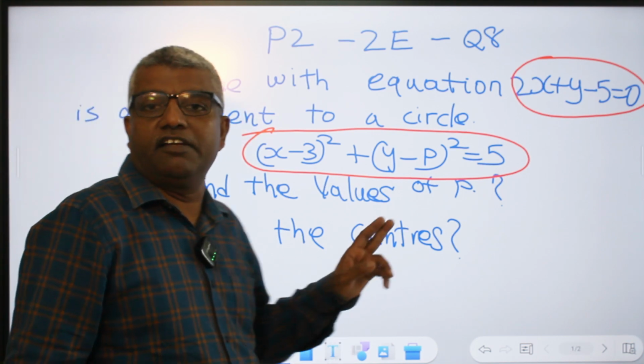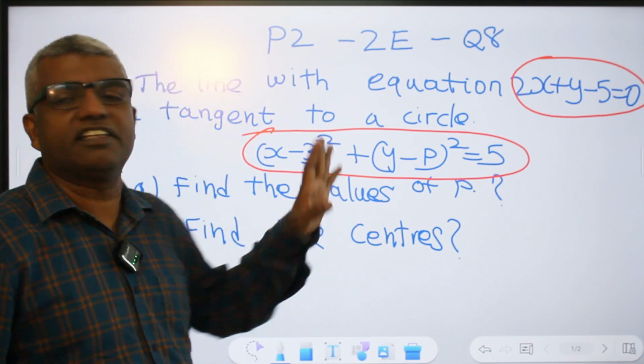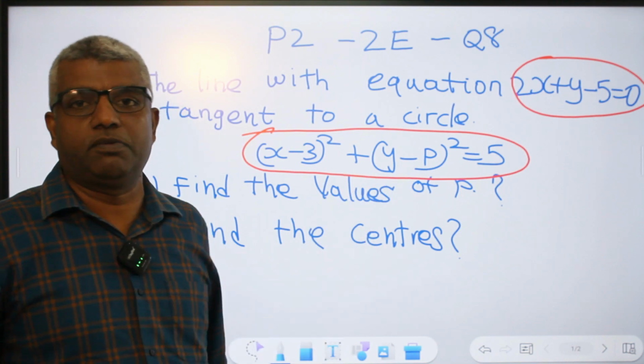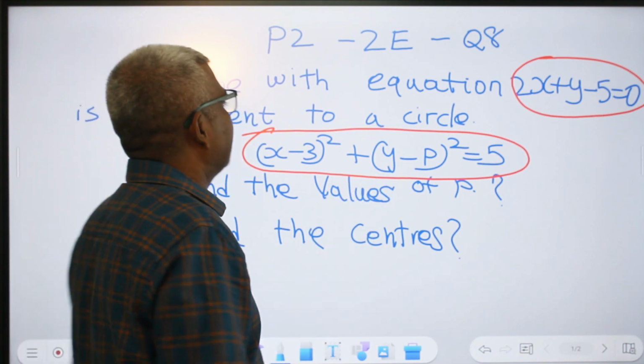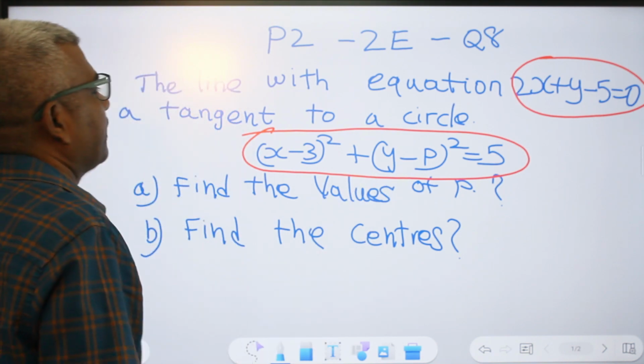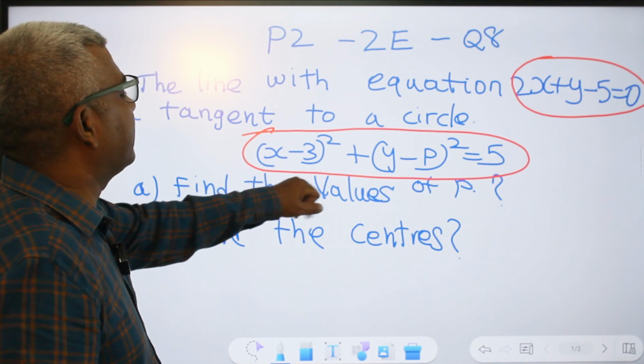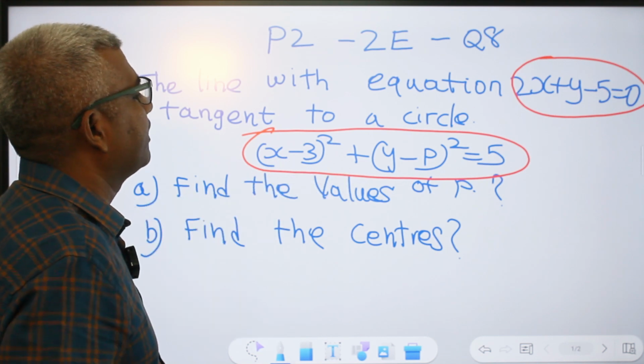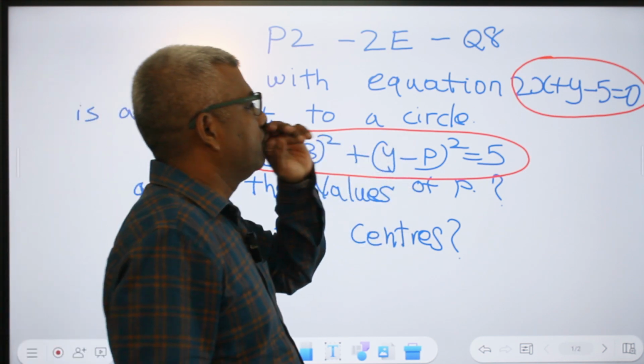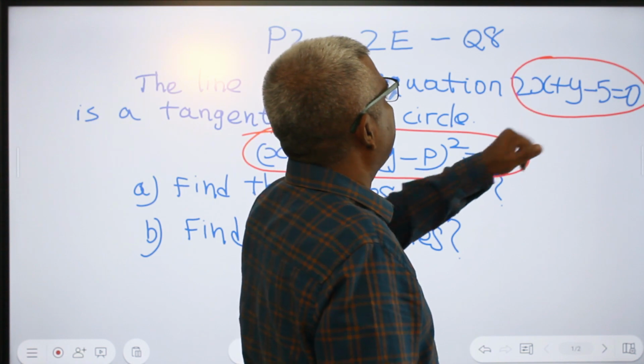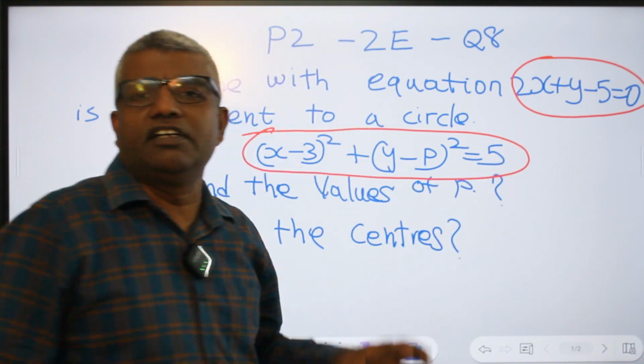That is section A. Section B is find the two possible centers. Okay, let us do this question. Circle center is (3, p). Radius is root 5. The line is 2x plus y minus 5.